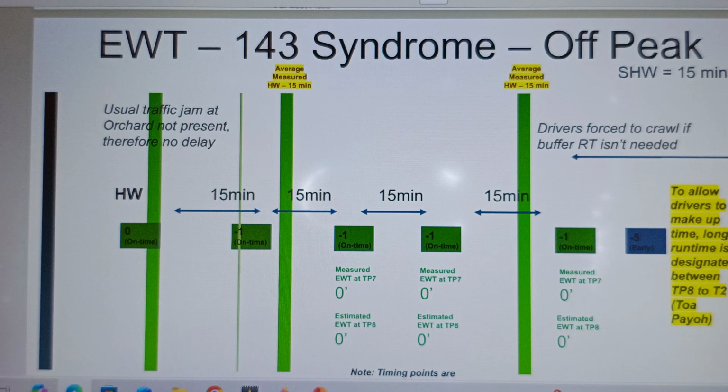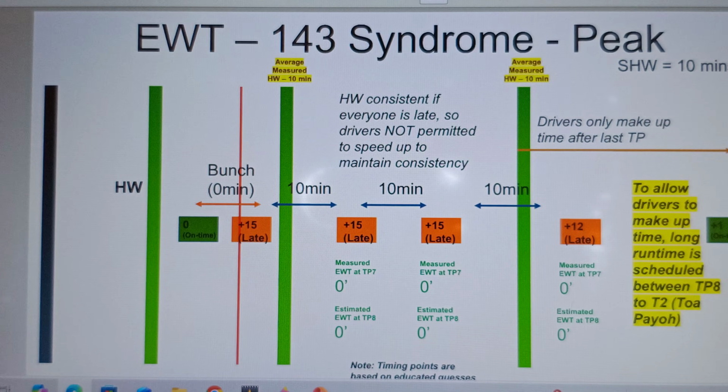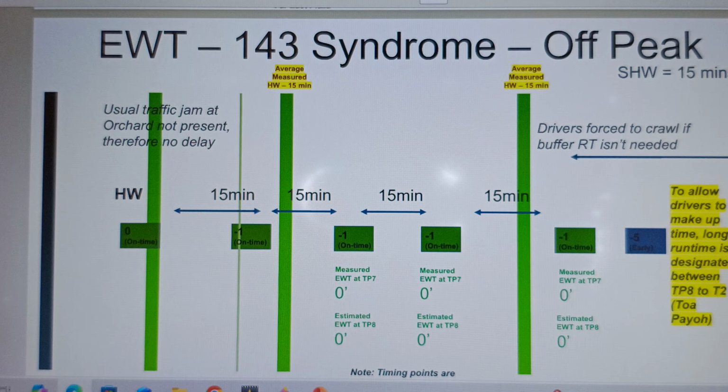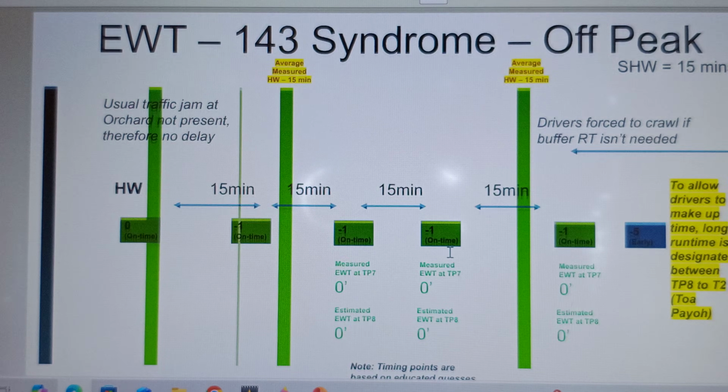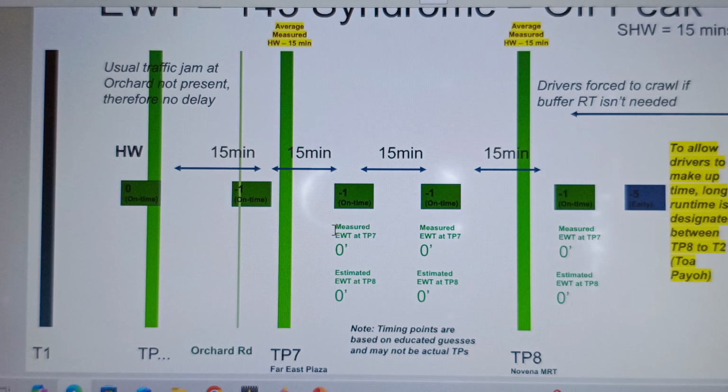However, this is exactly what SG Buses is trying to show using 143 as an example. When there is no traffic jam at Orchard Road, everybody becomes early. As you can see, it's on time, but the headway is consistent, 15, 15, 15, 15.